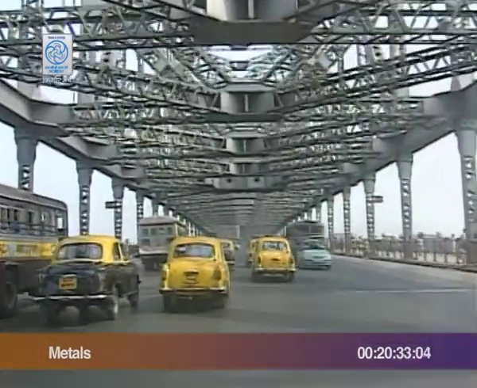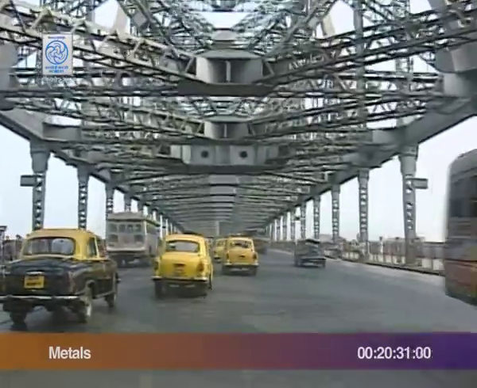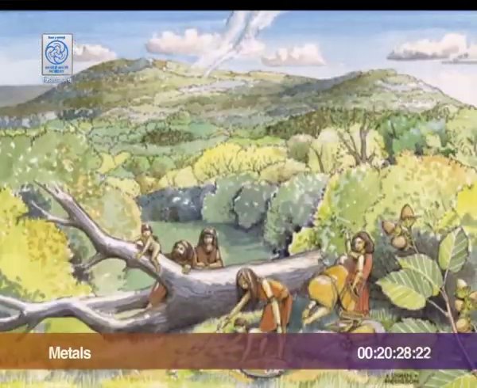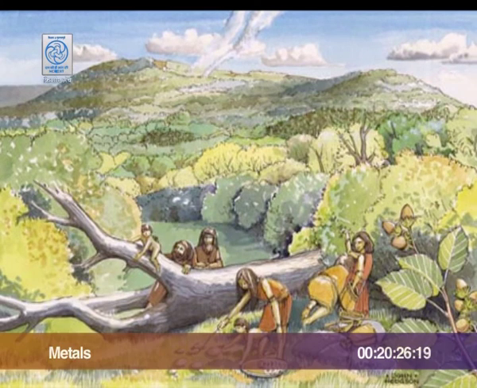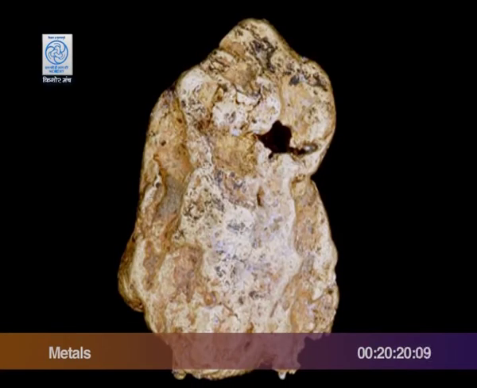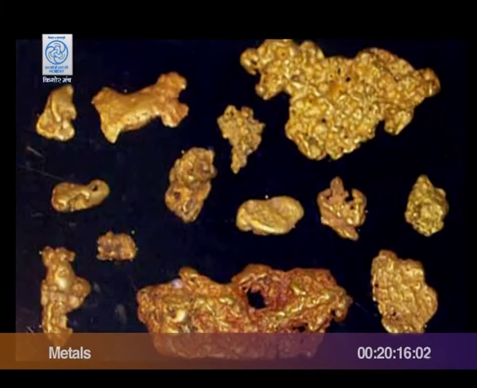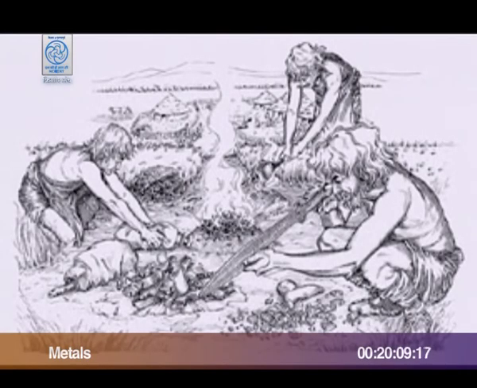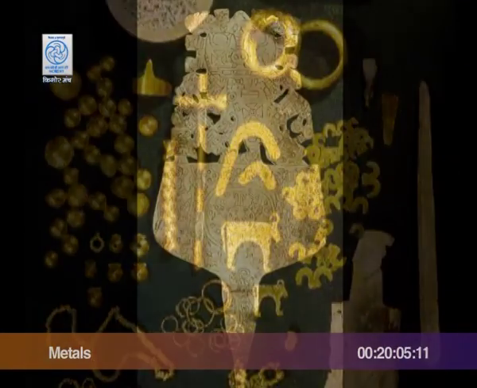The association of mankind with metals began around 6000 BC when gold, the first metal, was discovered. Gold appears in nature in pure form, and that's why it was easiest for the primitive man to acquire. Stone Age man learned to fashion gold into ornaments.